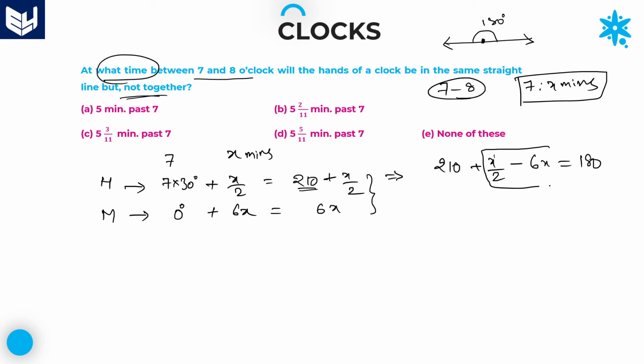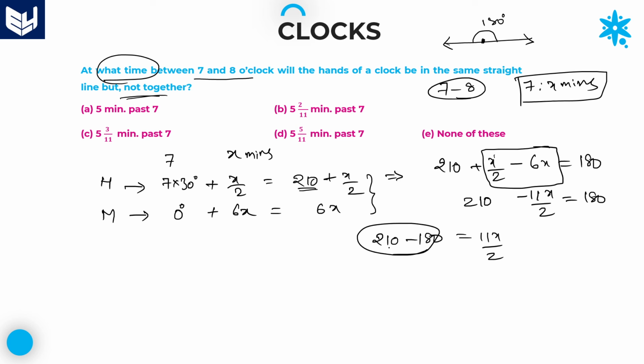Now if you simplify this value, what do you get here? Minus 11x by 2. So 210 minus 11x by 2 is equal to 180. The minus 11x by 2 goes to the right side and becomes positive, and 180 comes to the left side, which is also positive. So 210 minus 180, which is 30, is equal to 11x by 2. You can do the cross multiplication over here: 30 into 2, 60. So x is 60 by 11 minutes.